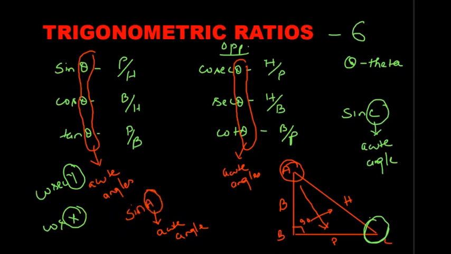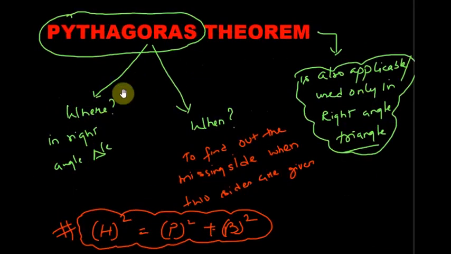And then lastly, we have discussed Pythagoras theorem. And Pythagoras theorem, we will be needing it in most of the questions. Where to apply Pythagoras theorem? In a right angle triangle. When to apply? To find out the missing side when two sides are given. And then the theorem states, the formula is hypotenuse square is equal to perpendicular square plus base square.